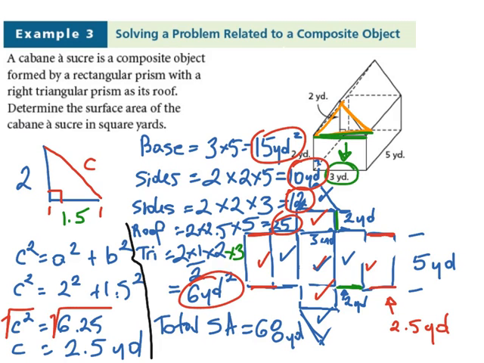So you should always be double checking. And I've made a mistake, because if you look at the sides, it's 2 times 2 times 5. Well, that's not 10. It's actually 20. So your overall answer is not going to be 68, but 10 more, which is 78 yards squared. And here is your answer.